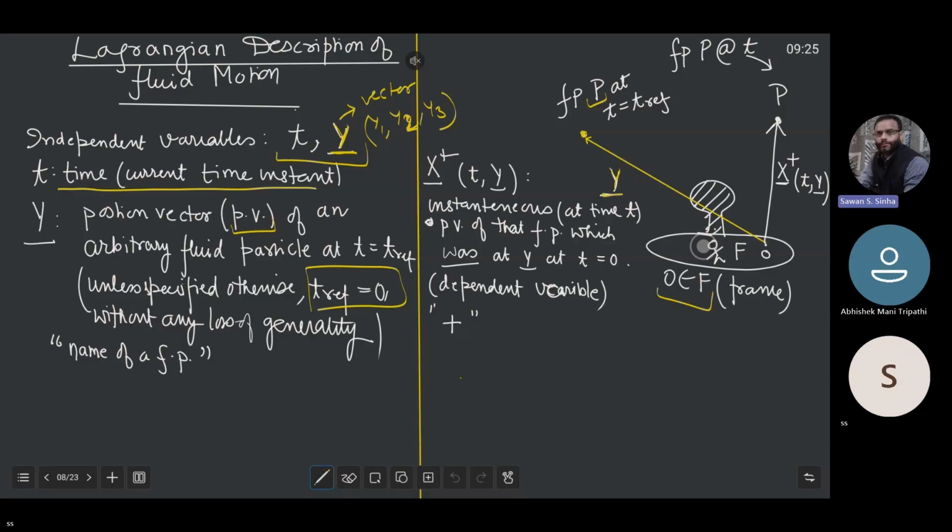Now at time t, t means current time, your favorite fluid particle is here. Peter is here. And Peter has a new position vector. New position means the current position vector. Is that a dependent variable or independent variable? In this description, it is a dependent variable, because the independent variable is y, that has already been chosen. So this will be a dependent variable. This is the instantaneous, at time t, position vector of that fluid particle. Look at this sentence: of that fluid particle which was at y at t equals 0.